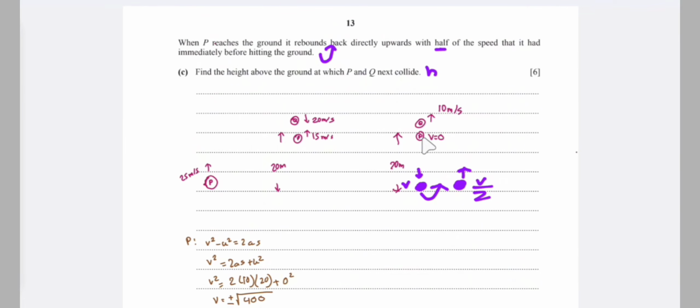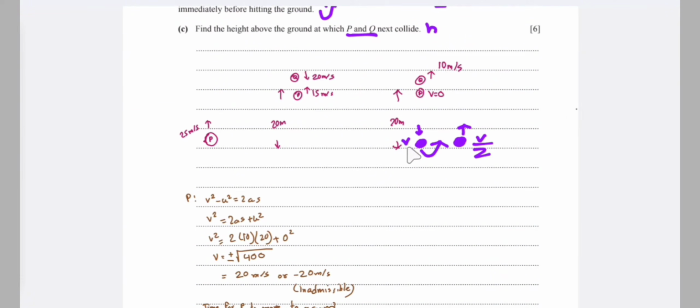Now, P comes to instantaneous rest, and after it comes to instantaneous rest, P then again moves downward, and as it moves downward, it reaches the ground with a speed of v, and as it rebounds, it has a speed of v by 2. Now we need to find the height above the ground at which the next collision between P and Q occurs. So first of all, what is this speed v when it reaches the ground?